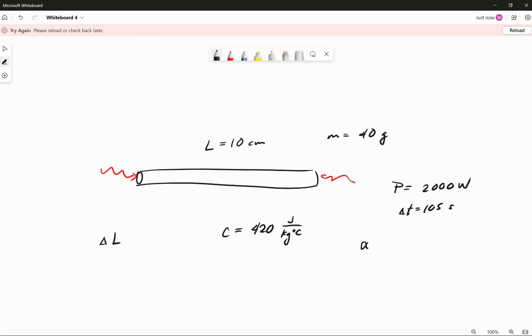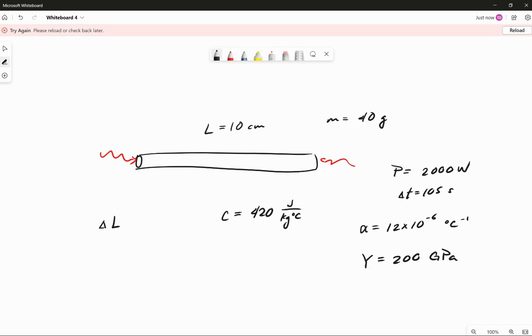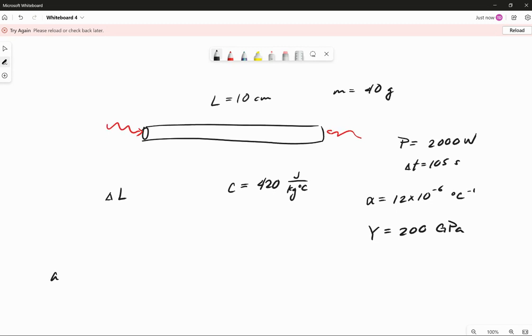And the coefficient of linear expansion is 12 times 10 to the negative sixth, basically degrees Celsius to the minus 1. And also, lastly, the Young's modulus for steel, we can write it's about 200 gigapascals. So, part A asks us how much heat is transferred to the steel. So the amount of heat, let's call it delta Q, is just going to be the power applied to the steel over this time interval.